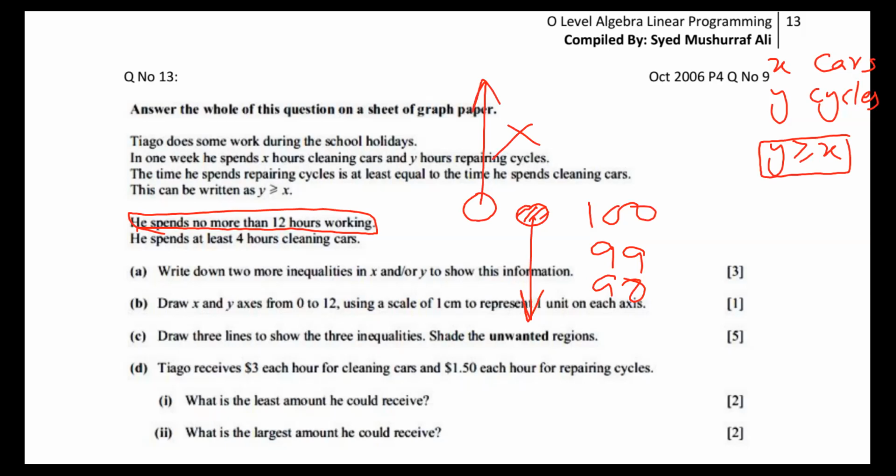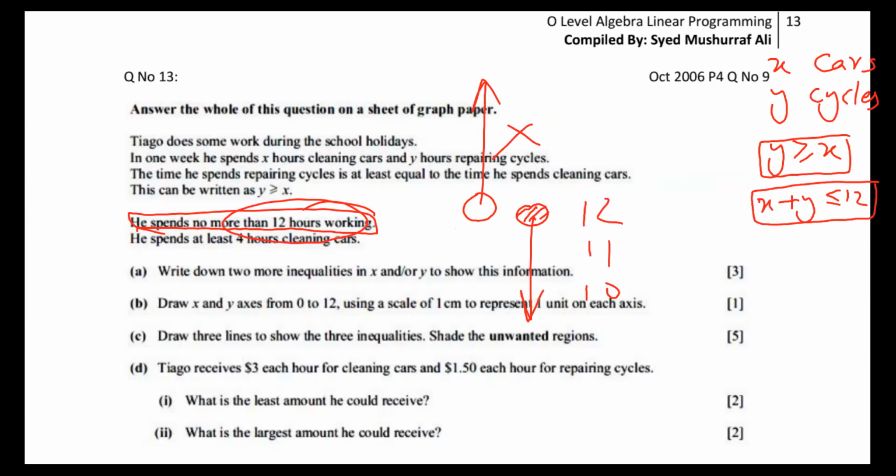Similarly here, not more than 12 hours working. So I'm writing here 12. Naturally 12 and 11 and 10, so 12 hours and less. Working on cars? No. Working on cycles? No, all together. So x plus y is less than or equal to 12. Alhamdulillah, we got the second inequality very clear.